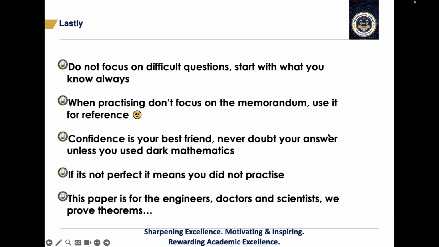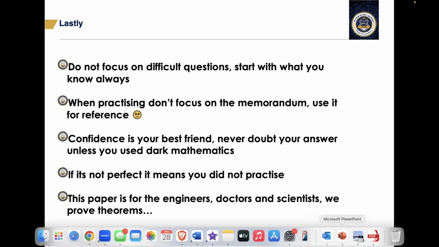And lastly, this paper is for the engineers, ladies and gentlemen, your doctors and your scientists. We are here to prove theorems. We are here to prove that the left-hand side is equal to the right-hand side, and everything else is history. It's easy to pass if ever you have the confidence, if ever you have the attitude, then everything else will move swiftly.